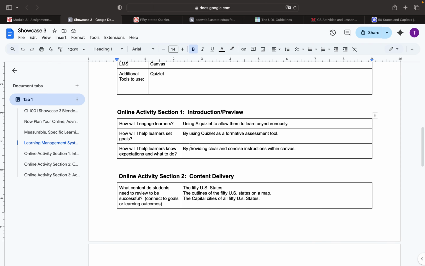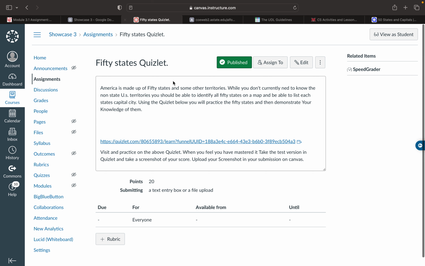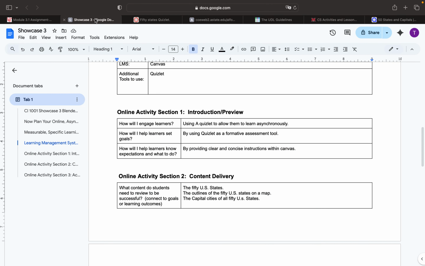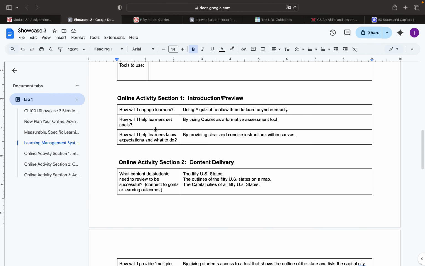So I will engage learners by using Quizlet to allow them to learn asynchronously. Quizlet is a great tool, I think, for asynchronous learning. Because this is an asynchronous lesson, I feel like you would want something in person or synchronous to build up to it. You would want to introduce, okay, here's the lesson, the 50 states. That's something students should have seen in class already, if I can go back here. Yeah. So you're going to start the lesson in class, but you can definitely finish it asynchronously, is kind of what I figured I'd do here.